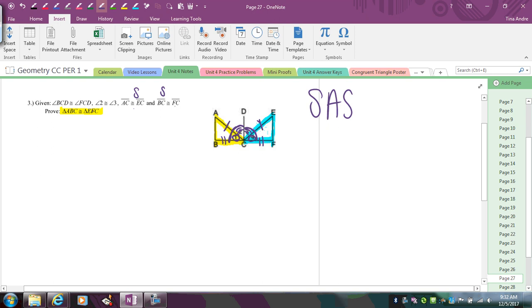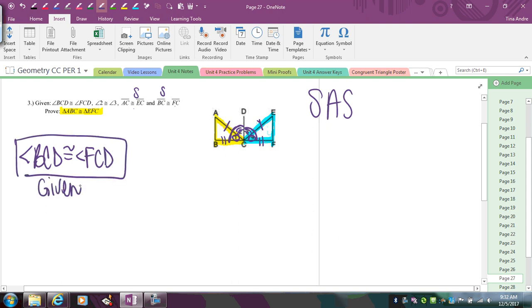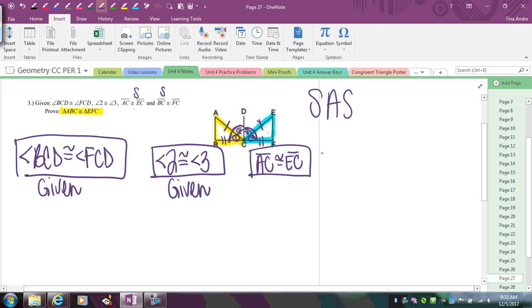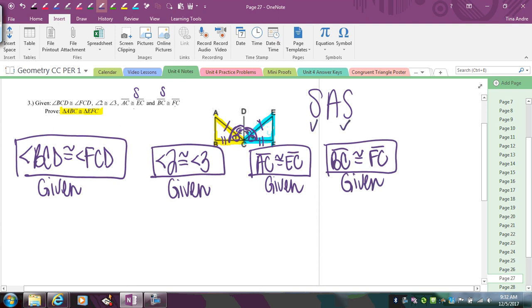So let's go ahead and write our givens down. So we have angle BCD is congruent to angle FCD. And then we have angle 2 is congruent to angle 3. And we have AC is congruent to EC. And then we have BC is congruent to FC. So lots of givens. So right now in my proof, I have my two sets of sides. So now I have to work on getting that pair of congruent angles.